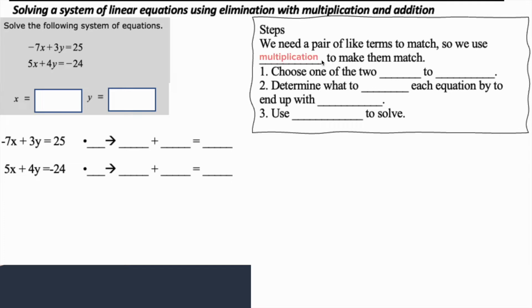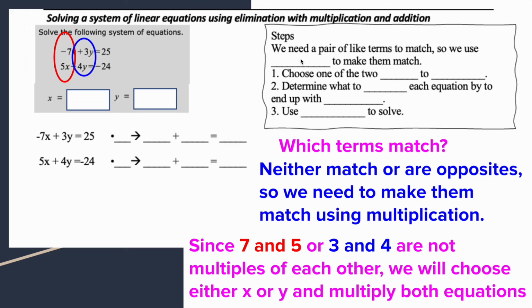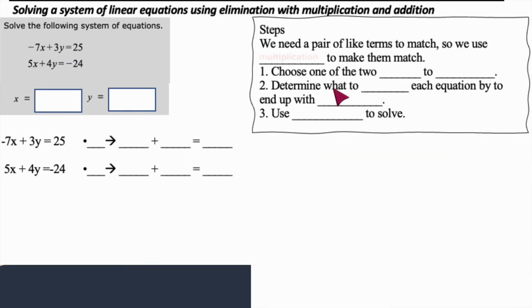Just going to fill in here. There we go. All right, we'll go ahead and read that last one. Since 7 and 5 or 3 and 4 are not multiples of each other, we will choose either x or y and multiply both equations. That's what I kind of skipped over there. I should have read that. All right, so we're going to use multiplication to make them match.